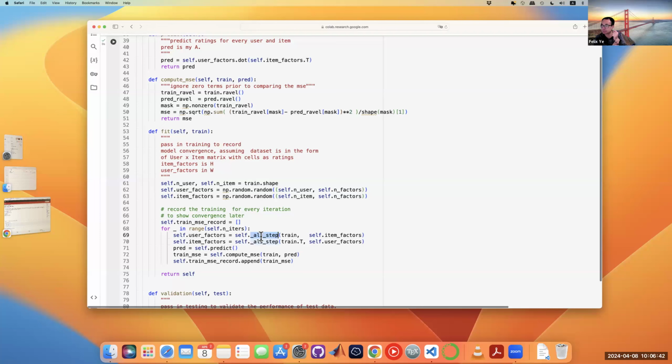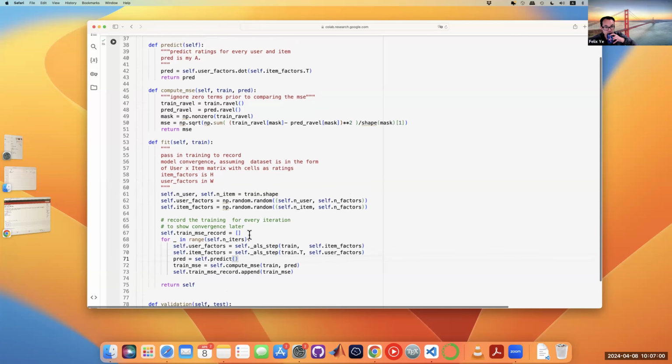This is slightly trickier just because we are going to use certain linear algebra knowledge to help us reduce the complexity of the programming. Then you do the prediction.